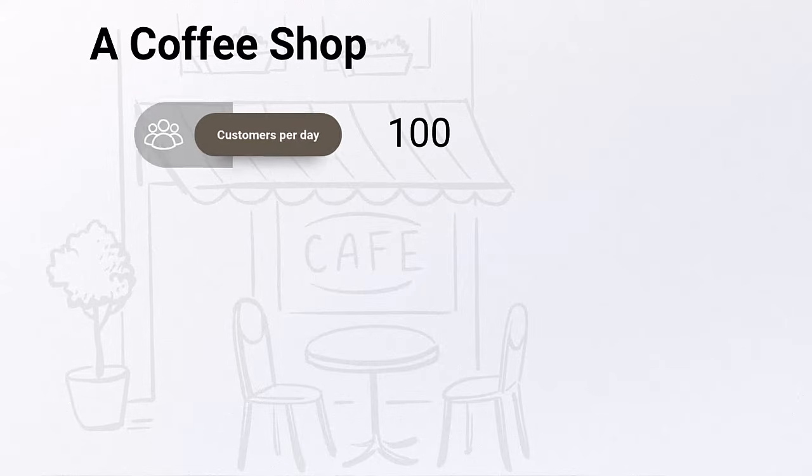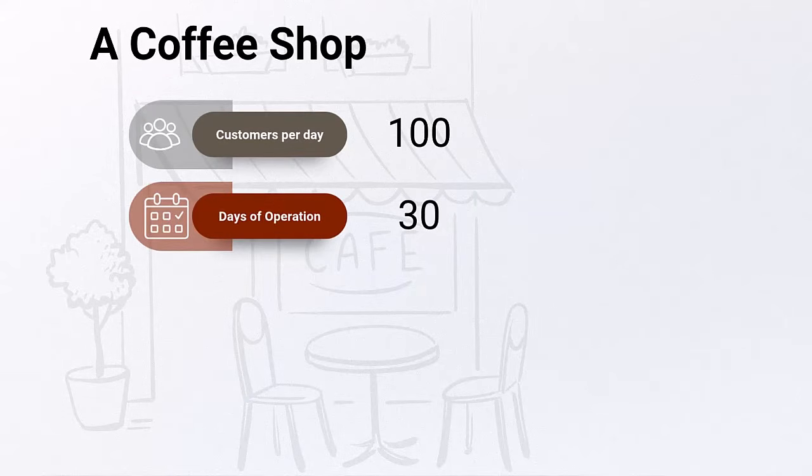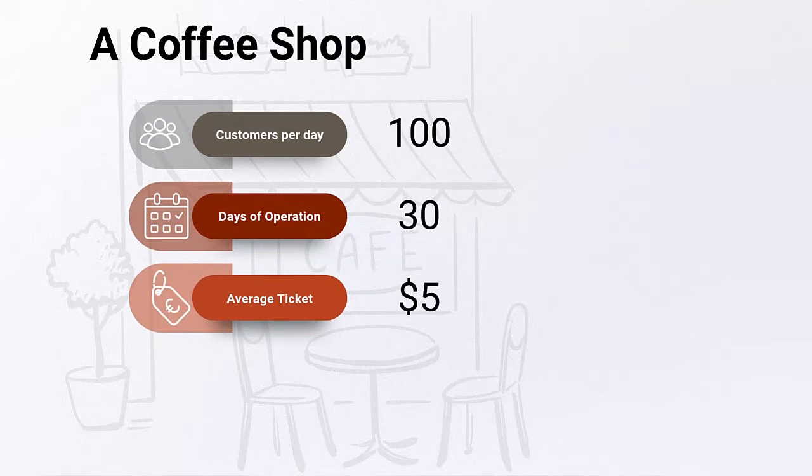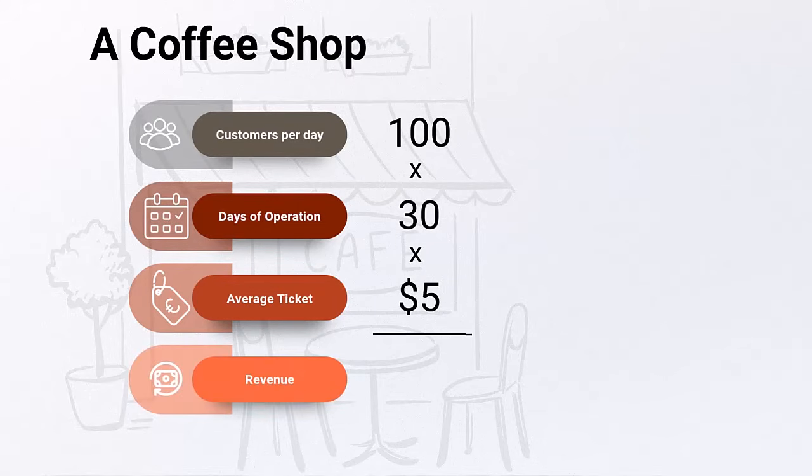Here's a simple example. Let's say you get 100 customers per day. You're open 30 days a month and each customer spends about $5. That gives you 100 times 30 times 5, which brings you to $15,000 in monthly revenue. Now, if you want to grow, you can focus on real things. Can we get more foot traffic? Can we upsell or raise prices? Can we add delivery or a breakfast menu?